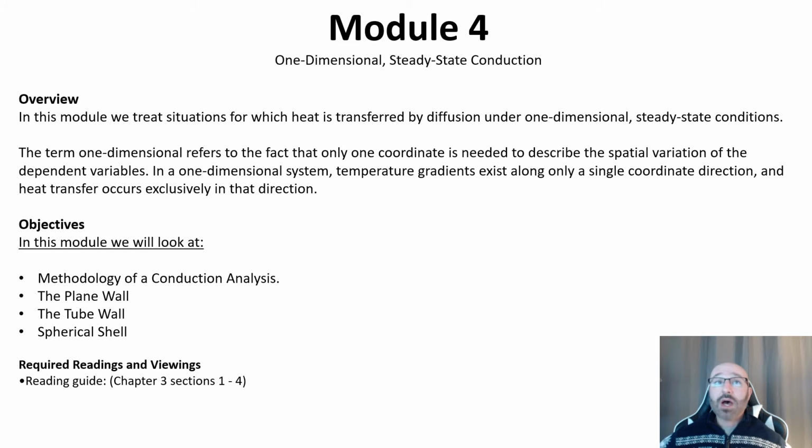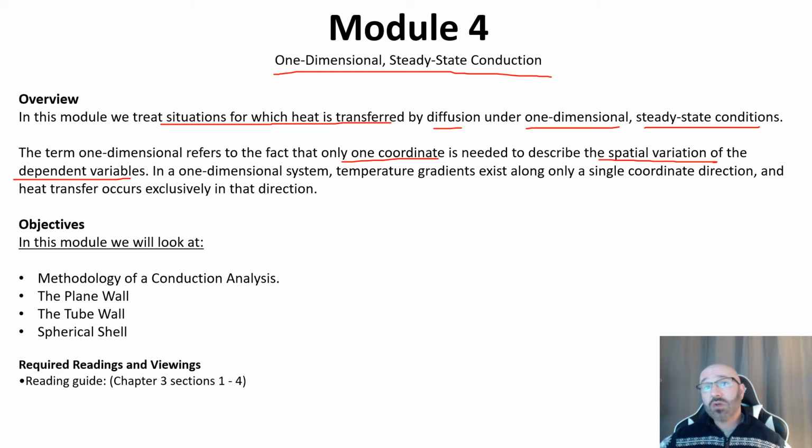So as we begin module 4, this is going to relate back to chapter 3 in our textbook, looking at one-dimensional and steady state conduction. Now within this module, we're going to take a look at situations where heat is transferred by diffusion under 1D steady state conditions. The term 1D refers to the fact that only one coordinate is needed to describe the spatial variation of the dependent variables. So this really does simplify our solution and how we analyze these problems.